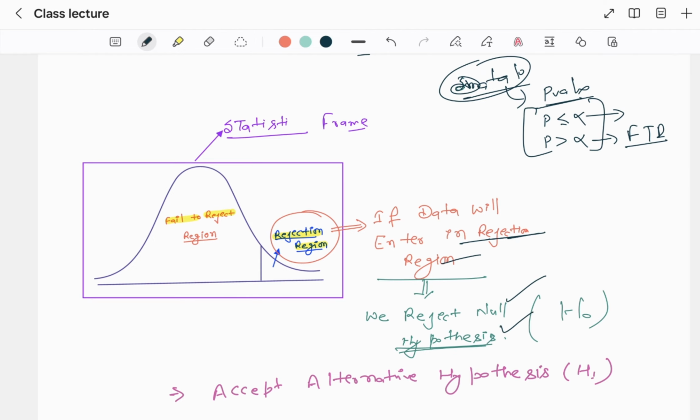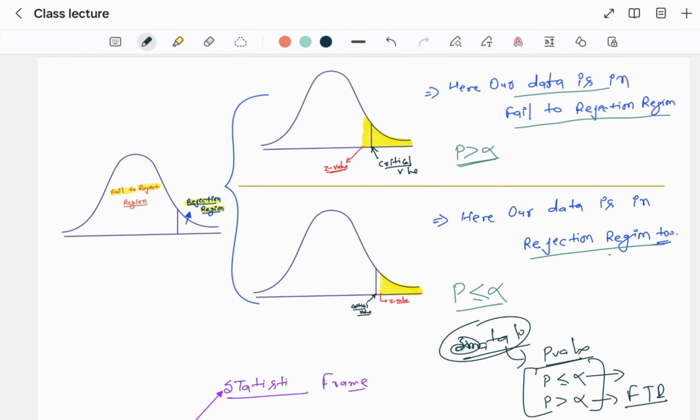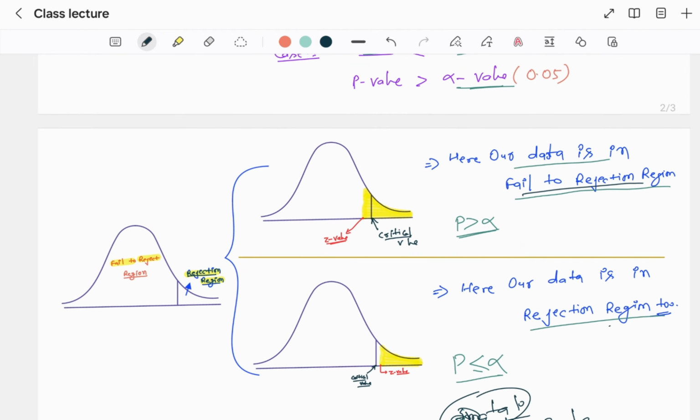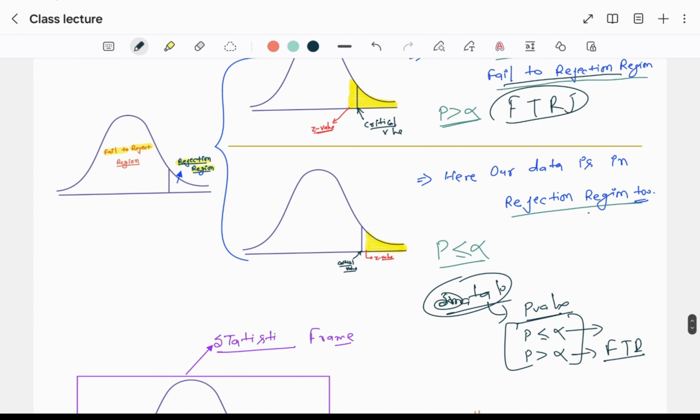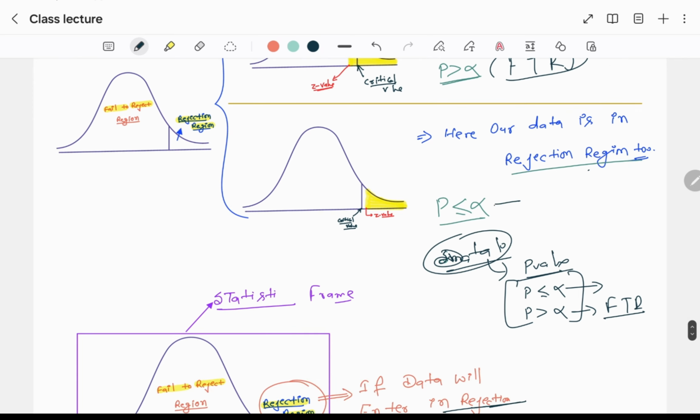If our data is in the fail to reject region, then we will fail to reject the null hypothesis. If we reject the null hypothesis, then we will accept the alternative hypothesis, H1. So in the next video we will see what hypothesis testing and the alternative hypothesis are.